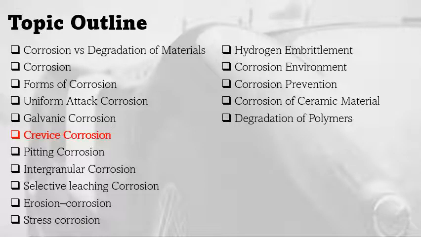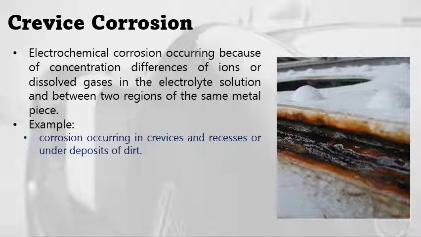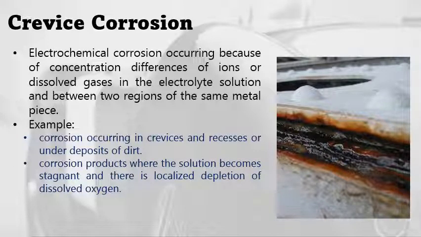Let's proceed to the third form of corrosion, crevice corrosion. Crevice corrosion is an electrochemical corrosion occurring because of concentration differences of ions or dissolved gases in the electrolyte solution and between two regions of the same metal piece, as you can see here in the illustration. A good example of this type of corrosion occurs in crevices and recesses or under deposits of dirt or corrosion products where the solution becomes stagnant and there is a localized depletion of dissolved oxygen.